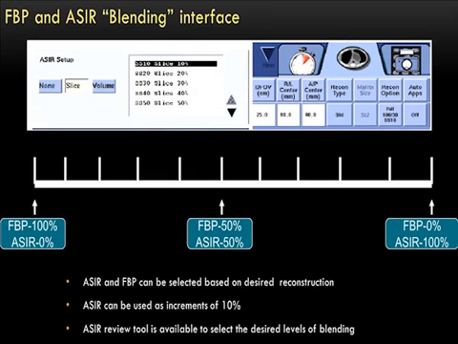So what this tool basically does is, if you want to pick up ASiR 30, you take 70% of filtered back projection. It's a very nice tool which gives your radiologist a choice to say where I am presently right now and how I can go with the increment of around 10% or so.